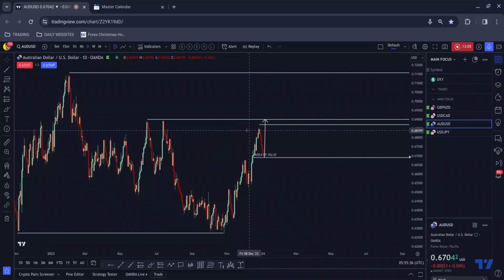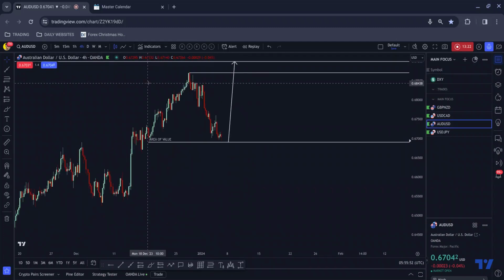One of the reasons that makes me think that is because we have a near miss here to these highs. We near missed to it. Okay, you might be thinking, well, there's a lot of momentum here to the downside, but once again, if the DXY starts to sell off, then the Aussie dollar will naturally go long.